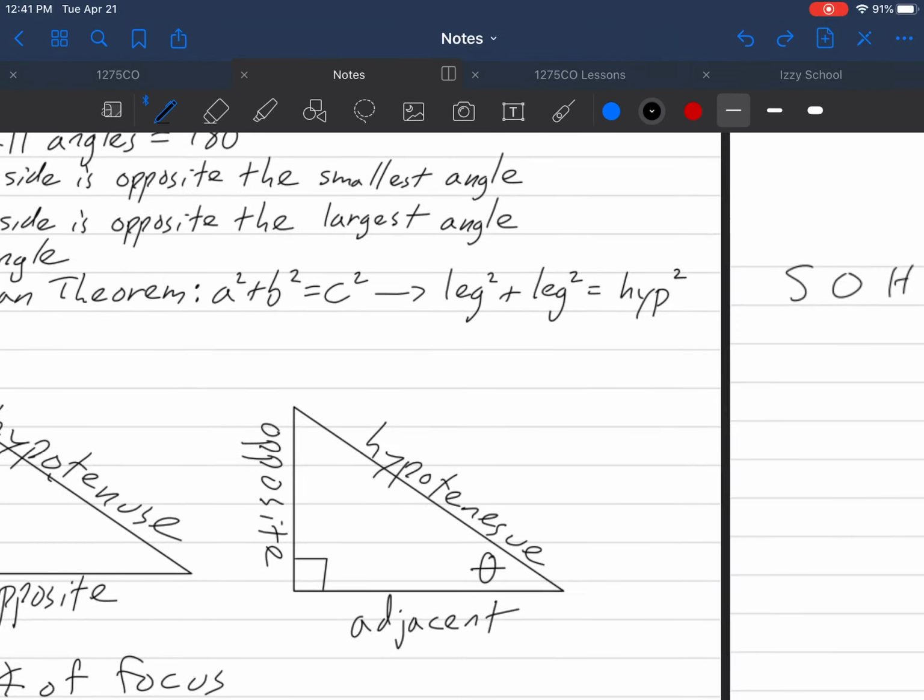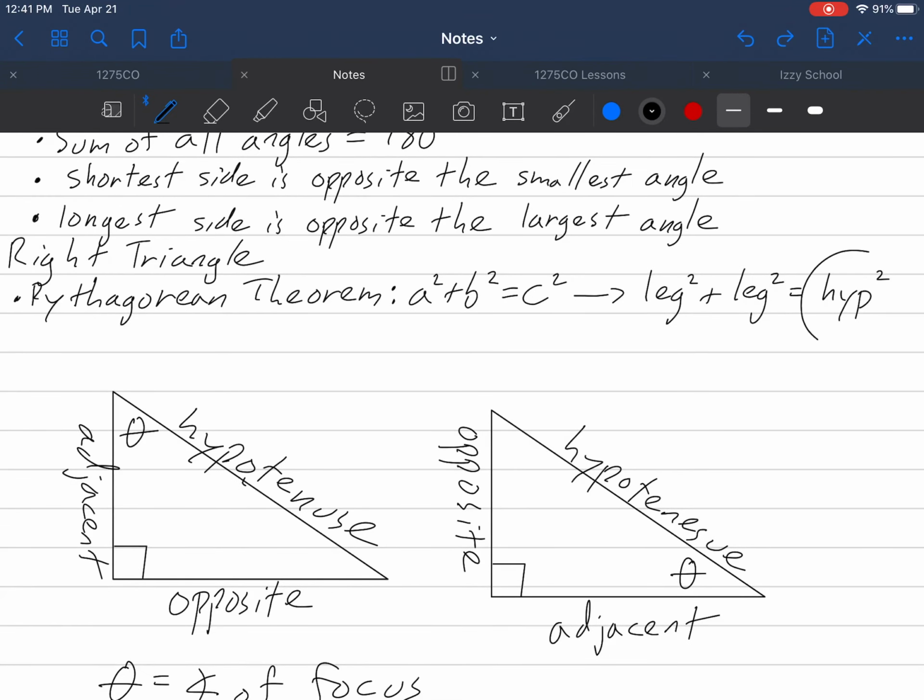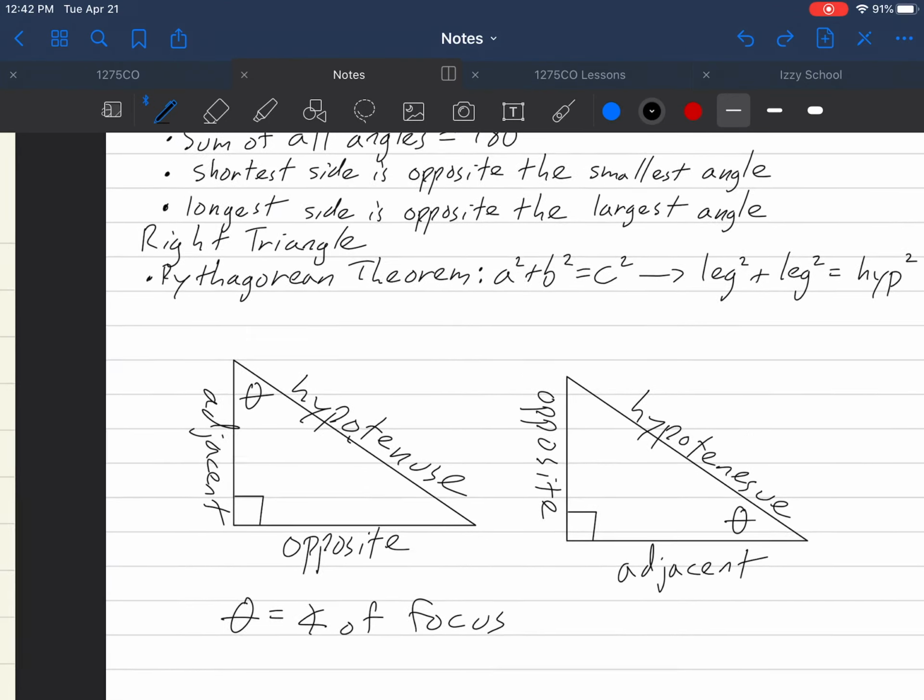And c squared in the Pythagorean theorem represents the hypotenuse to the second power. The hypotenuse is the side that is opposite the right angle. Building on that, the word opposite is going to come into play a lot, right? The word opposite is going to come into play a lot with right triangle trigonometry.